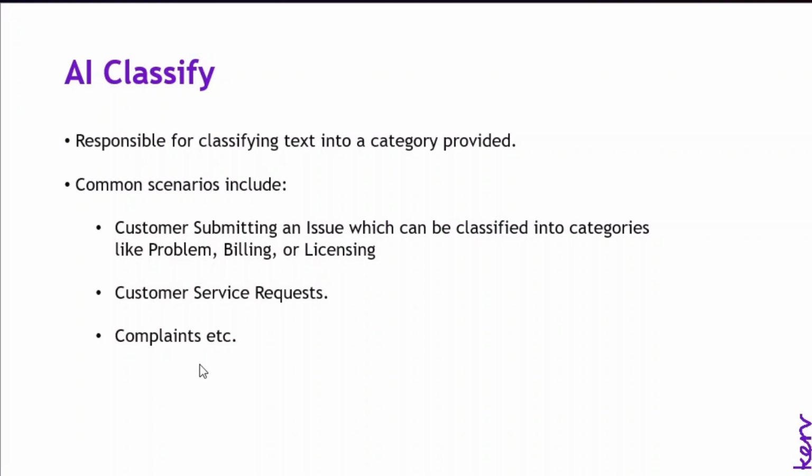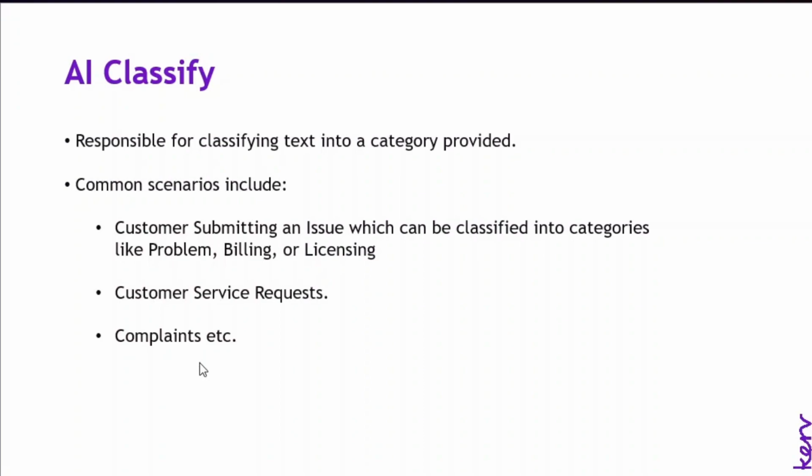For example, whenever a customer creates a case, it could be from an email or a phone call, so we capture the description, and now we want to categorize each case with a particular category, and that category is something that we can define, like problem, billing, or licensing in this case, or it could be anything. What this AI classify function generally does is read the text, and based on the categories that we have configured, it will assign a suitable category for that particular text, and from there we can process it.